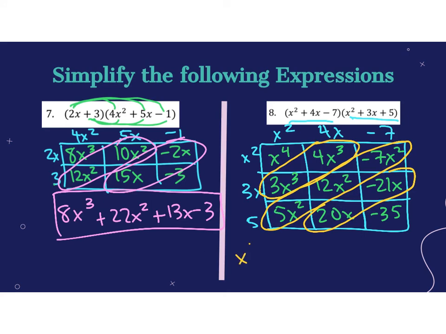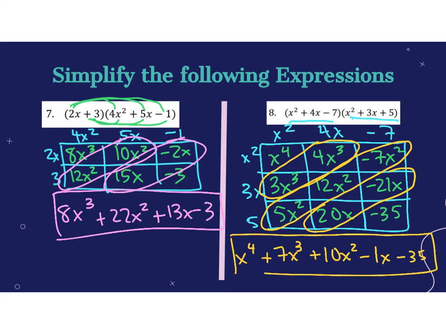I have x to the 4th. Then I have 7x squared. Or I'm sorry, 7x to the 3rd. Then I have 12 and 5 is 17. 17 minus 7 is 10. So plus 10x squared. Then I have 20 minus 21, which is -1x. And then the -35. Whoo! Lot of terms there. 5 of them at the end. You've got 1, 2, 3, 4, 5 terms in your simplified expression. That was a hefty question.